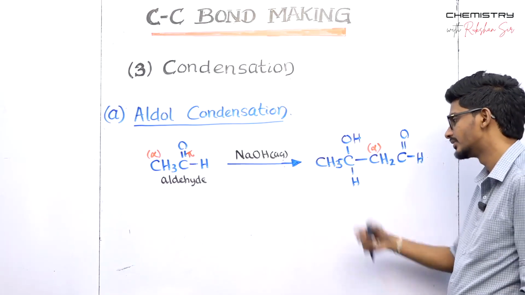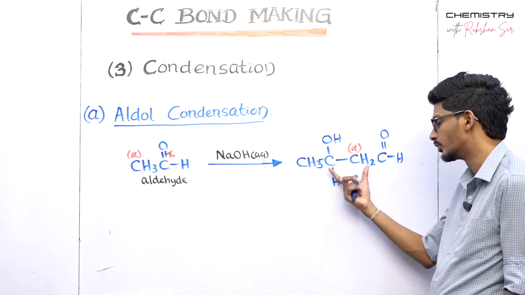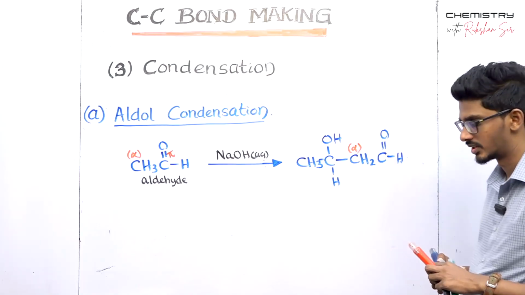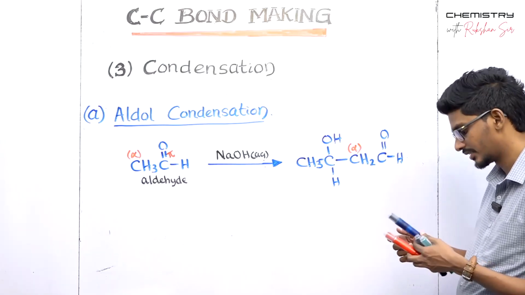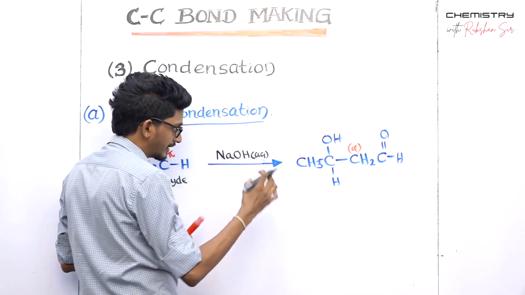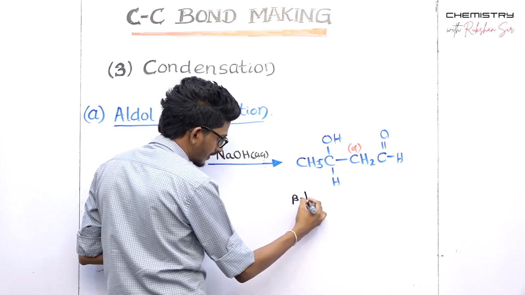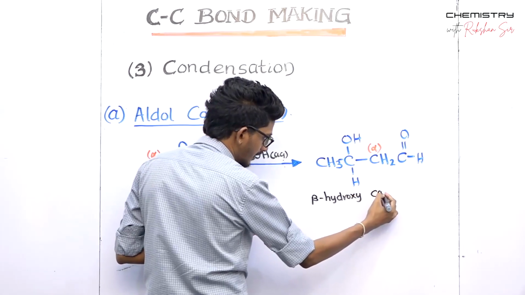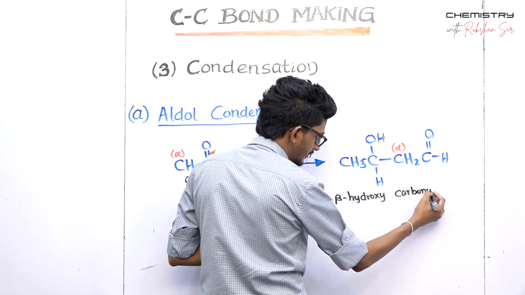I'll write another one to give you a clear understanding. This is how you are supposed to write the product of the aldol condensation. This product is known as a beta-hydroxy carbonyl compound.